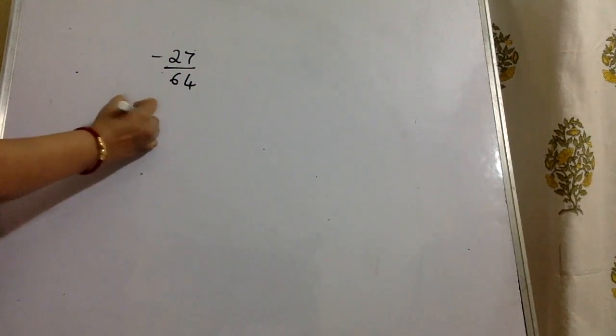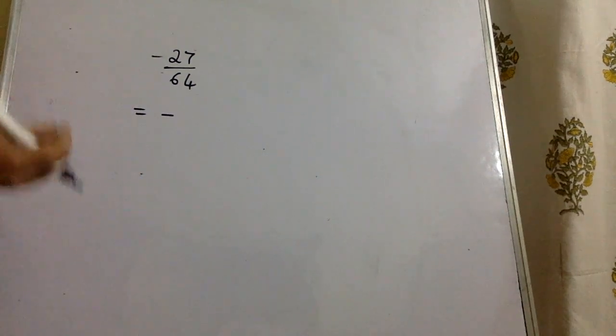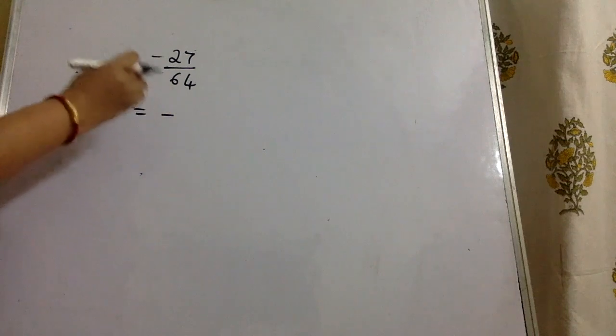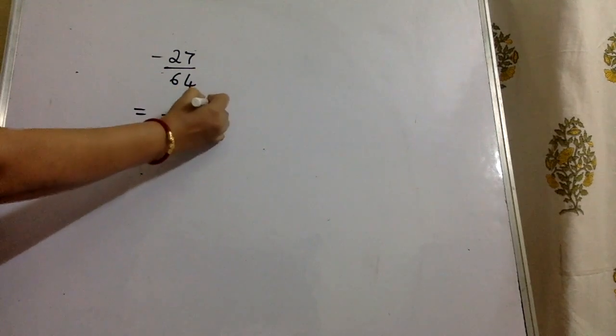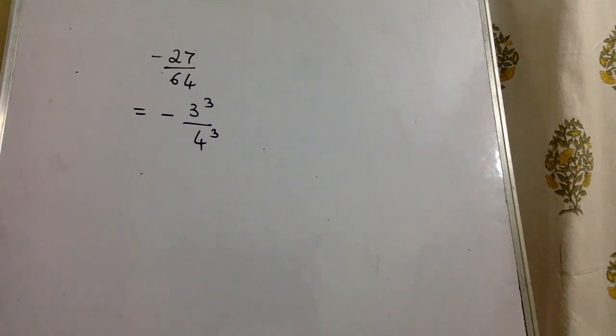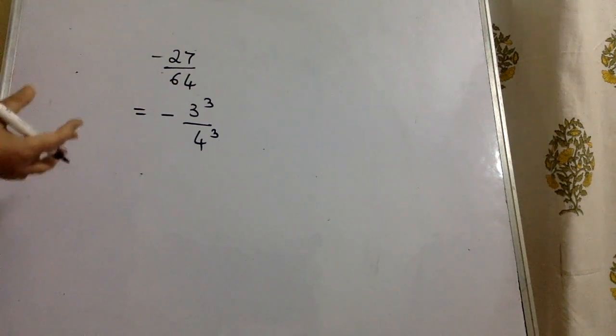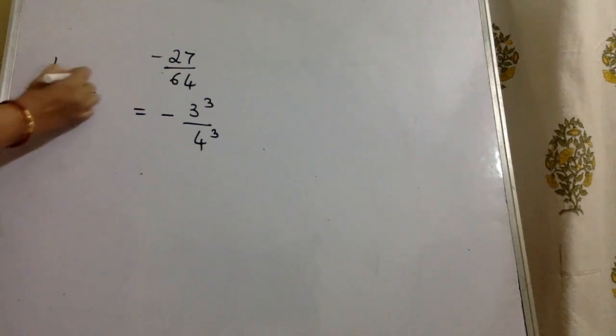Now here I'll just stop thinking about the minus for some time. I'll copy down the minus and write a 3 cube. For 64 I'll write a 4 cube. Now you might be wondering how I wrote the 4 cube. I know 64 is 4 cube, that's why I wrote it.